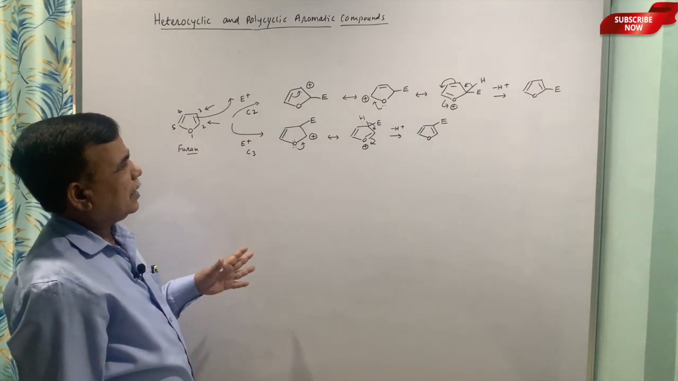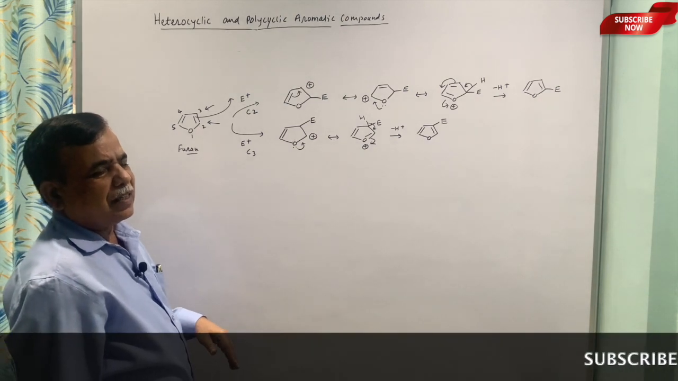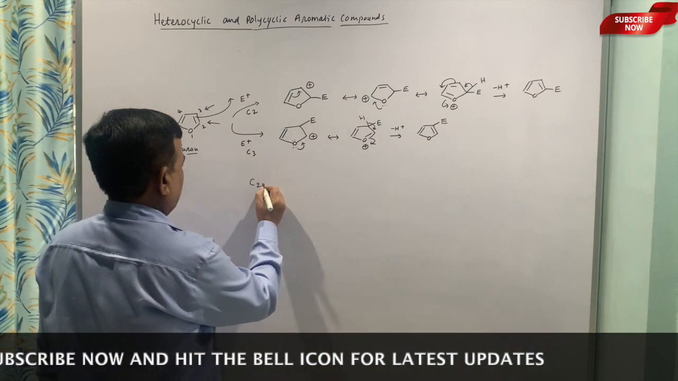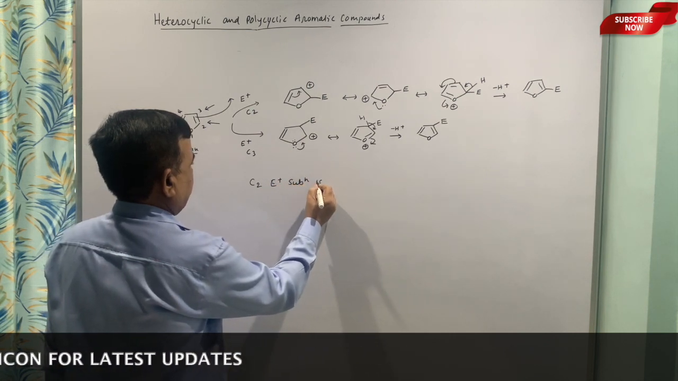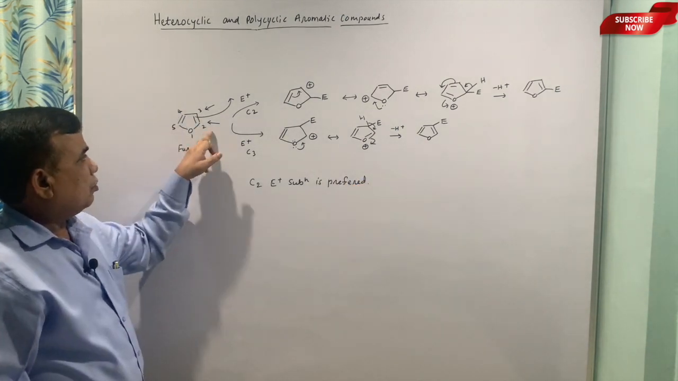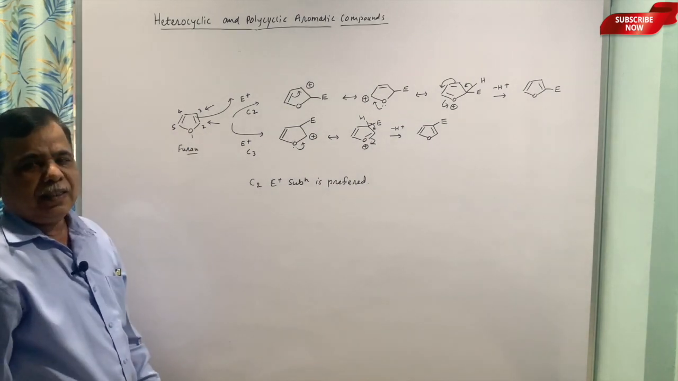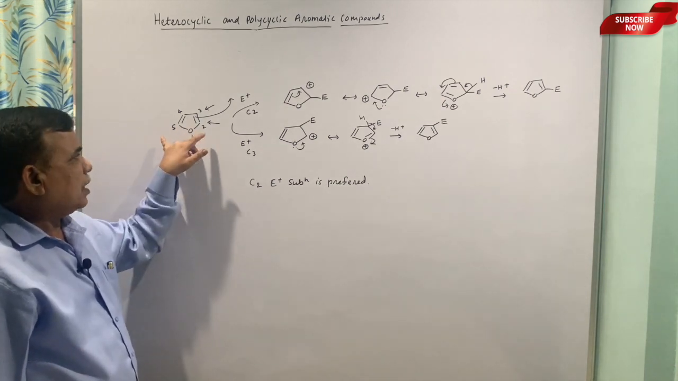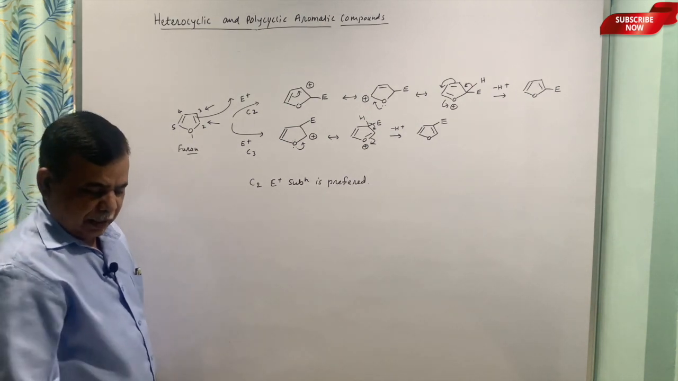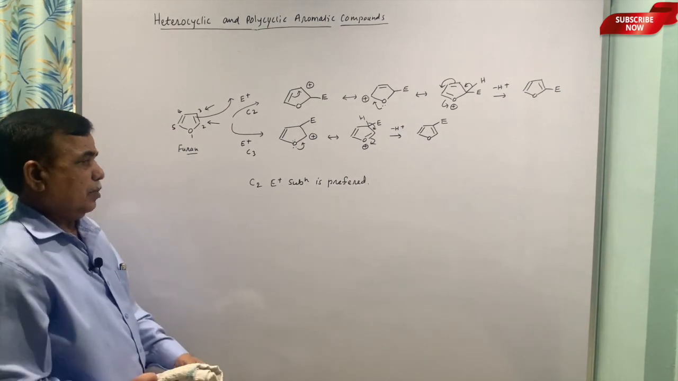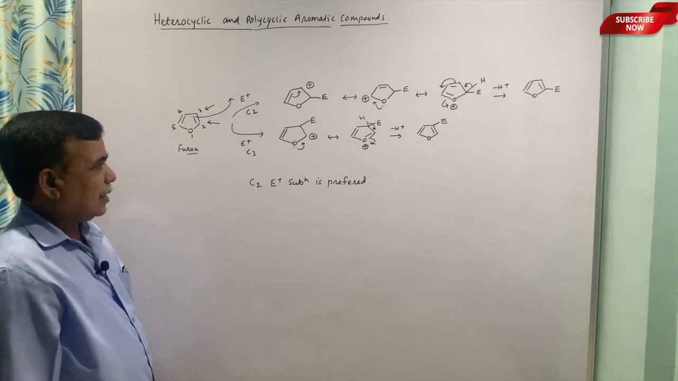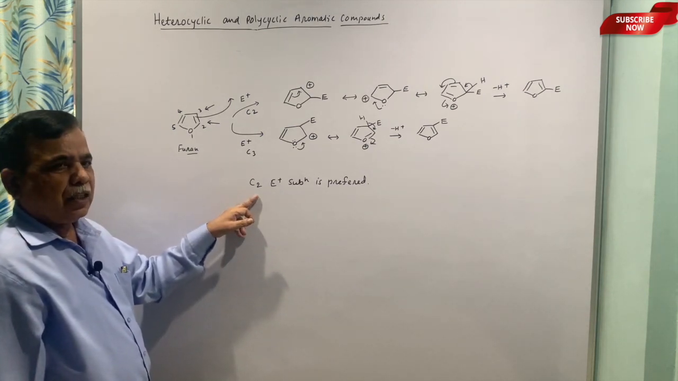Now, they are not saying Wheland intermediate and all, but we know that these are Wheland intermediates or arenium ions, that is another term which is used. So, C2 electrophilic substitution is preferred. If one of these two is substituted, the electrophile will go to another site. If both are substituted, then 3 and 4 can also be substituted, but those cases are less, but nonetheless that also is possible. So, electrophilic substitution of 5-membered ring heterocycles preferentially takes place at 2 position.